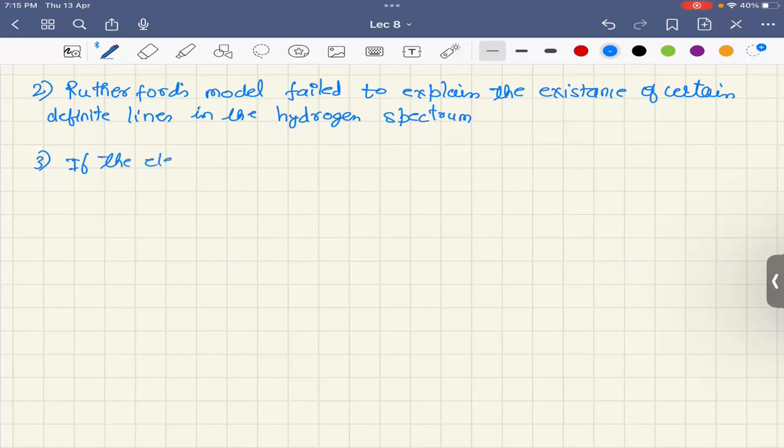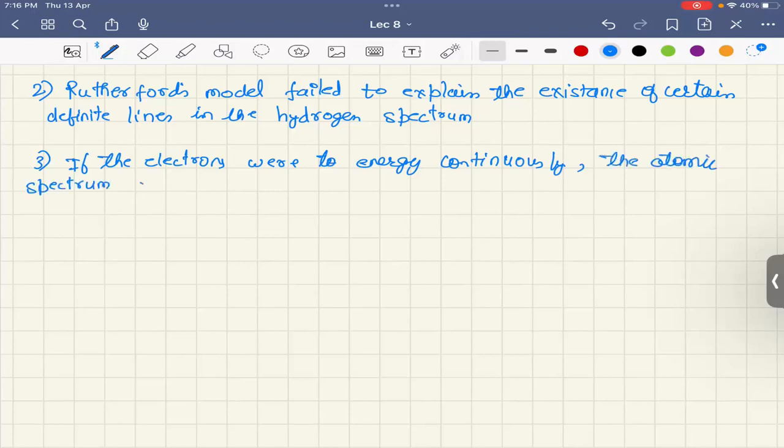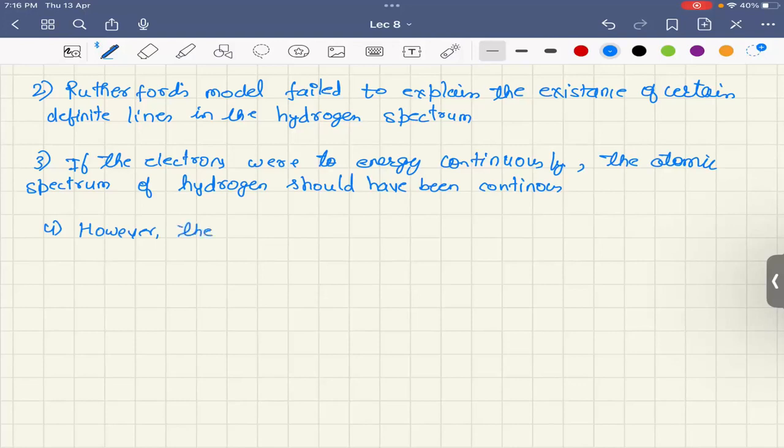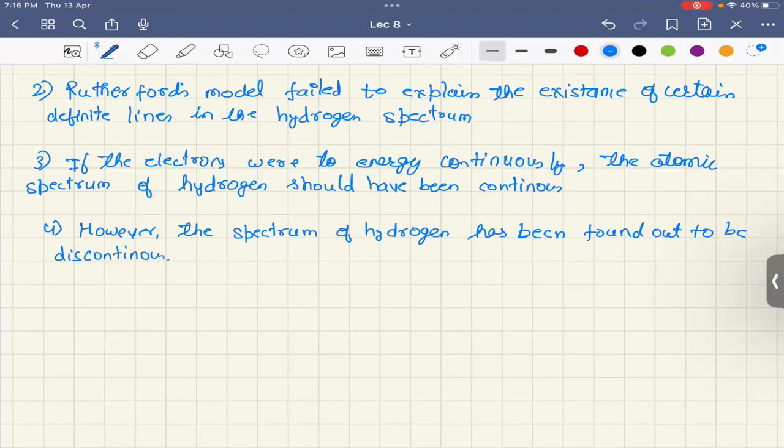If the electrons were to lose energy continuously, the atomic spectrum of hydrogen should have been continuous, right? However, we know that that is not true. The spectrum of hydrogen has been found out to be discontinuous. Hence, the Rutherford model could not explain this behavior.